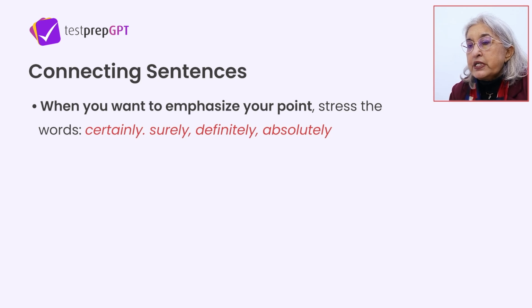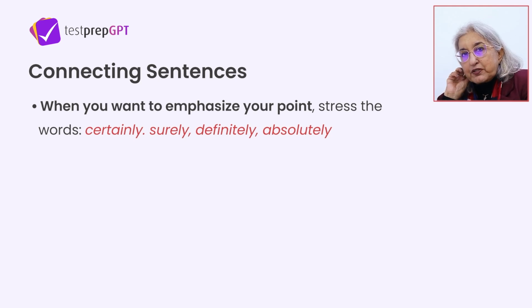So what you can do is you can pause for a minute and try and stress these words. Speak them out aloud. Speak the word with stress. Certainly. So where is the stress? Certainly. On the first part of the word. Then definitely. Definitely. So the stress is again on the first part of the word. When you say absolutely, where do you hear the stress? Absolutely. It's on lute. It's on the second part of the word.